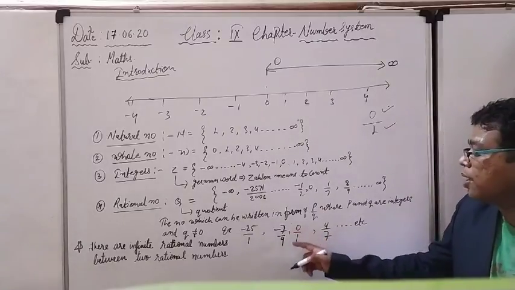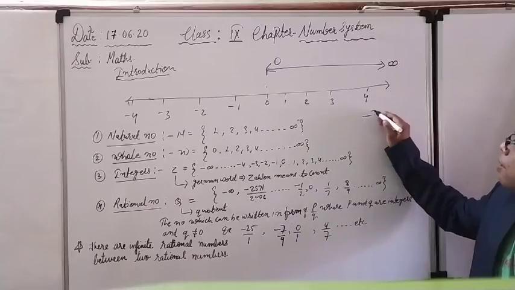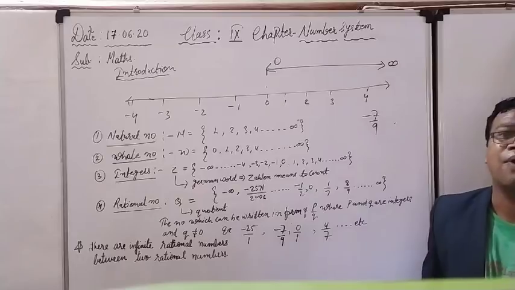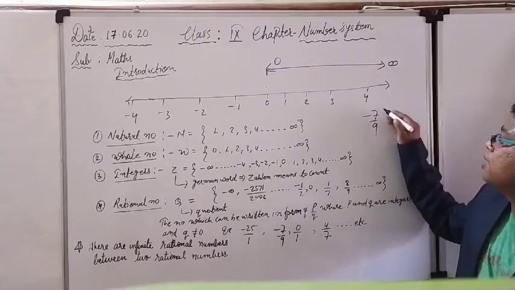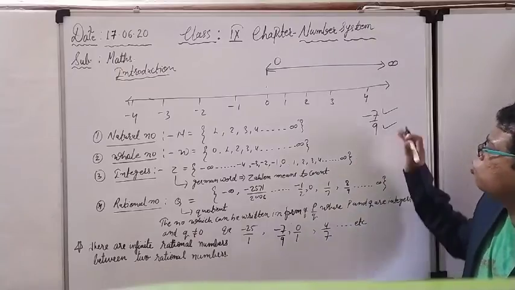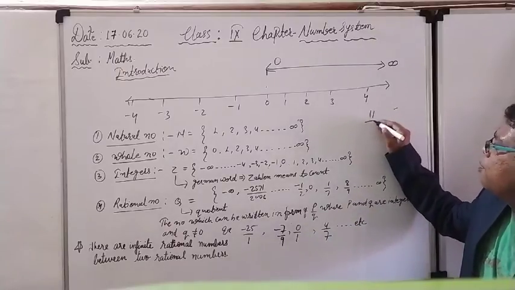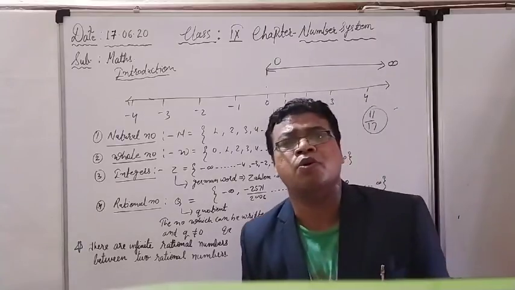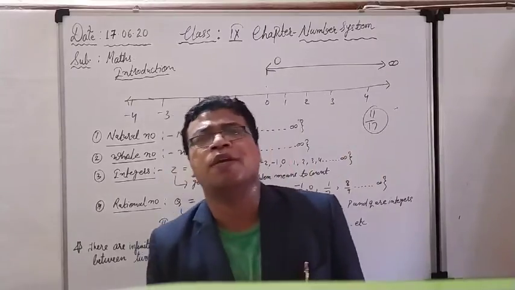Right now see the next one, -7/9. Is it a rational number or not? Yes, why not? It is also a rational number. This is a negative integer, this is a positive integer. So these are the things, and there are so many examples like 11/17. This is also a rational number. Yes, because it can be written in the form of p upon q. Only the condition is that the denominator should never be equal to 0.